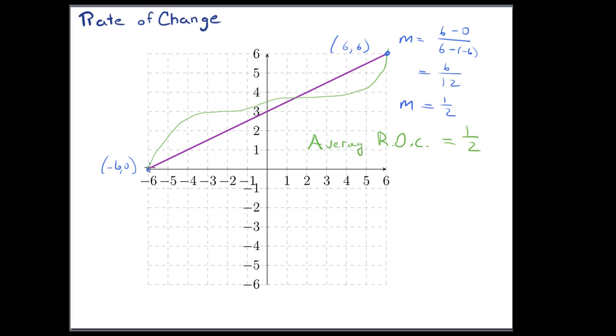What about, say, right here, from negative 6, 0 to, what is this, negative 3, 3, the average is 3 minus 0 divided by negative 3 minus a negative 6. So that's 3 over 3. So the average rate of change is 1, or the average slope from this point to this point, the slope of this teal line is 1. This has m equals 1.